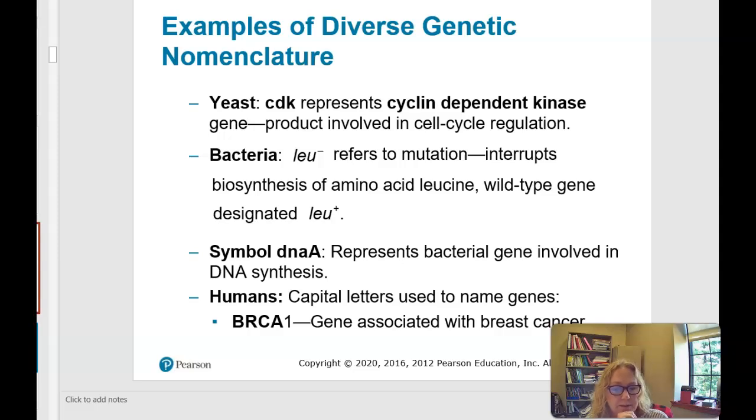In yeast, CDC represents the cell division cycle gene, a product involved in cell cycle regulation, and it's often experimented with. In bacteria, leu refers to the mutation that interrupts the biosynthesis of the amino acid leucine. The symbol dna represents bacterial genes involved in DNA synthesis, and some of us have heard of the BRCA1 gene, and it's associated with breast cancer. So you can see there's just a lot of ways that we make a symbol for these genes. There's not one, not everything's going to be big A, little a.